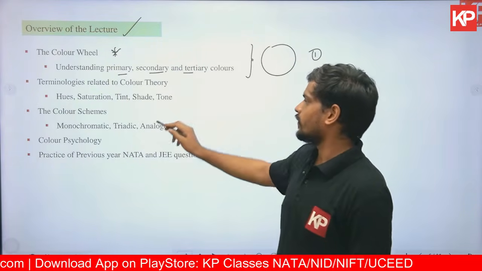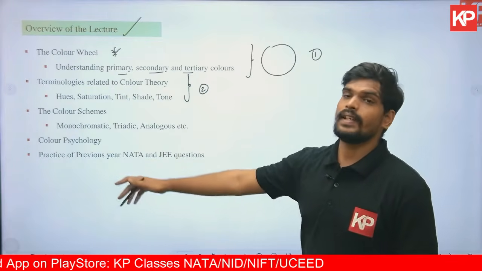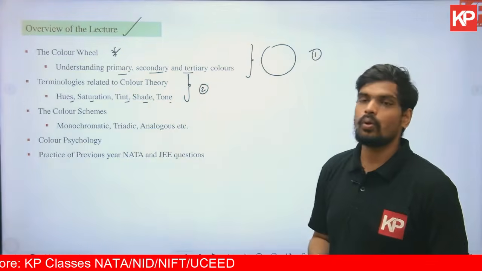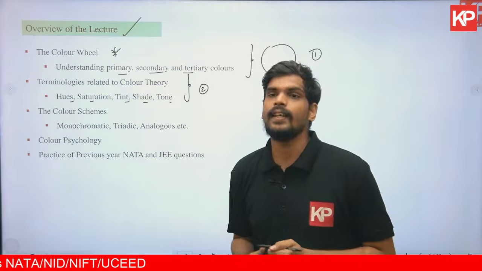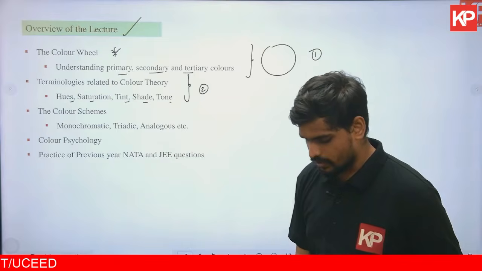The second point we will be covering is the terminologies related to color theory, where we'll study various terms used in color theory like hue, saturation, tint, shade and tone. We will look into what all these terms are, because you get questions in NATA and also JEE on what a tint is, what a shade is, what a tone is. You need to know these technical terms used in color theory.